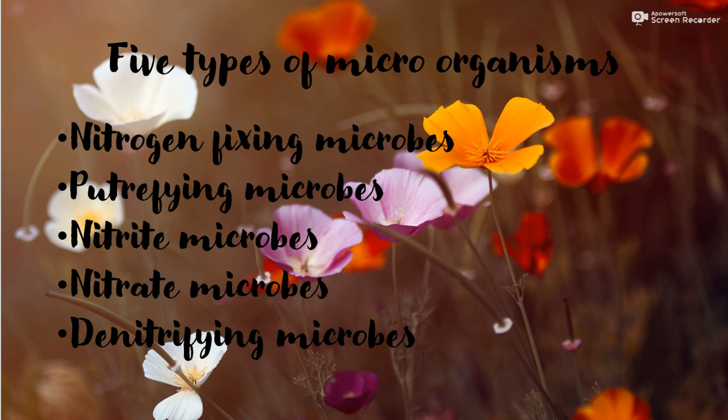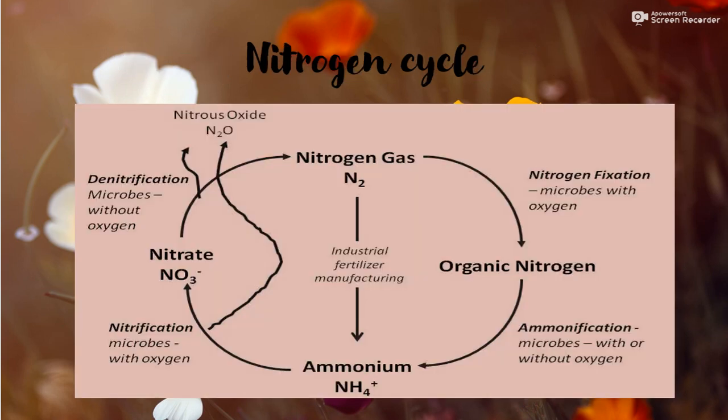And then we need to know, this one is actually a 5-mark question. These 5 different kinds of microorganisms are a 5-mark question. And the next 5-mark question is about the nitrogen cycle. So you need to know the nitrogen cycle: what happens when nitrogen is accommodated into an organism, and how does it come out?